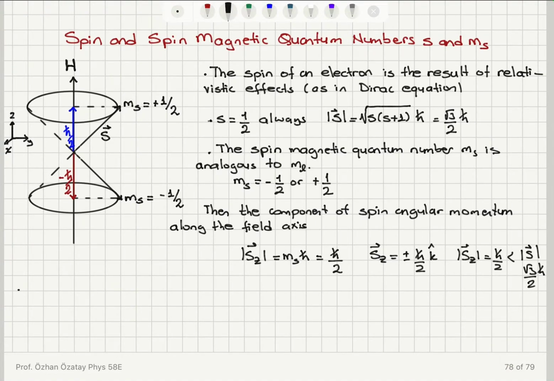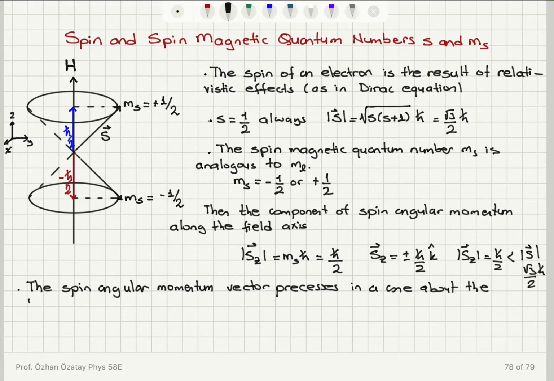So we should note that the spin angular momentum vector precesses in a cone about the field axis, just like in the case of orbital angular momentum.